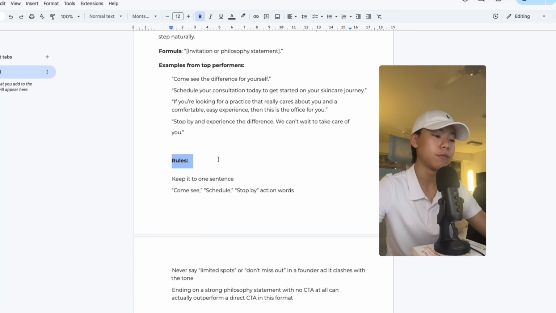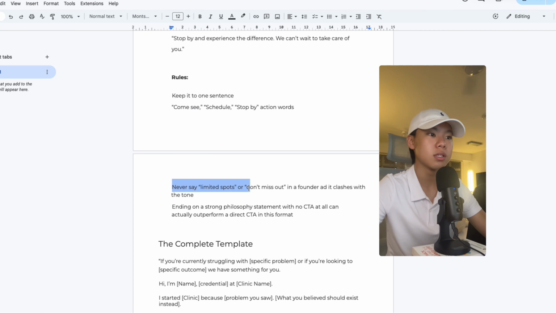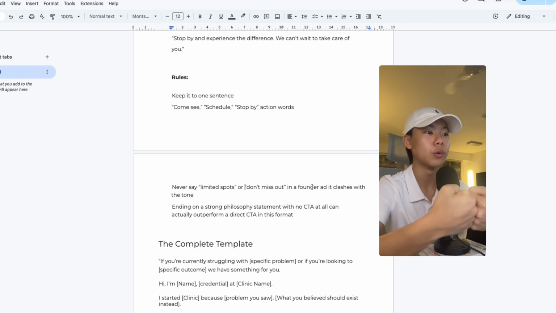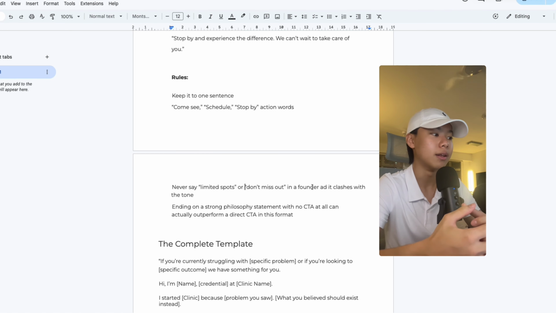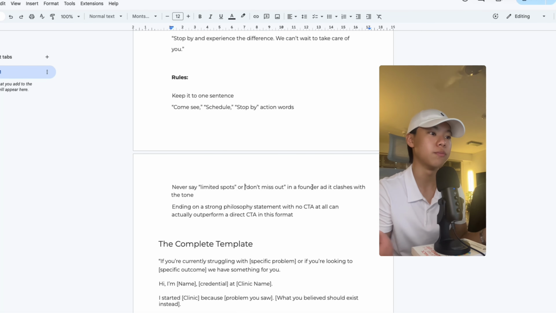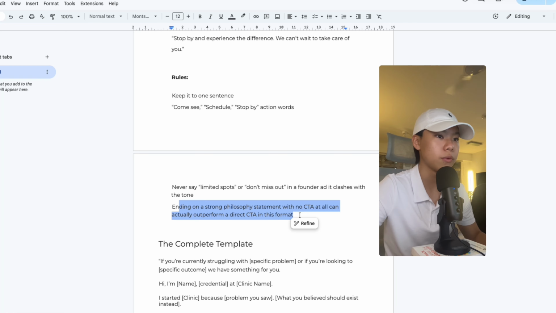Okay, so some rules for you to follow for part 5. Keep it to one sentence. Come see this, schedule that, stop by this place, which are all action words. Okay, never say limited spots or don't miss out in a founder ad, because it clashes with the tone and the authenticity and the conversational tone that you have built through the entire ad. Ending with a strong philosophical statement with no CTA at all can actually outperform a direct CTA in this format.